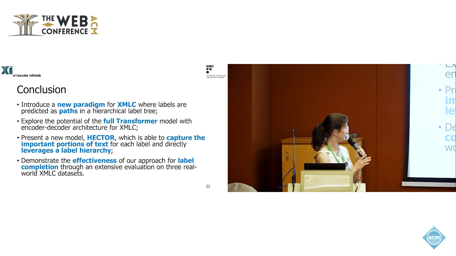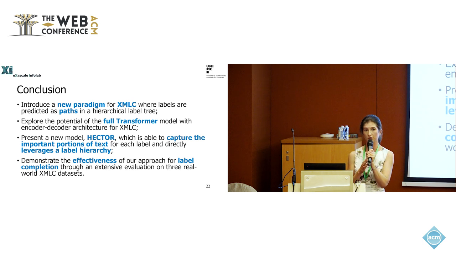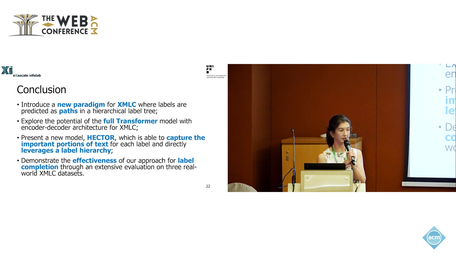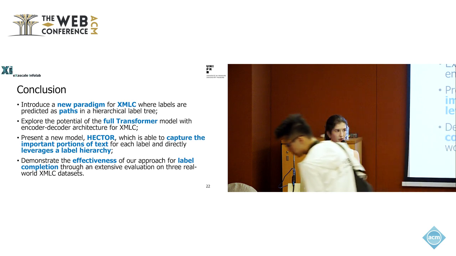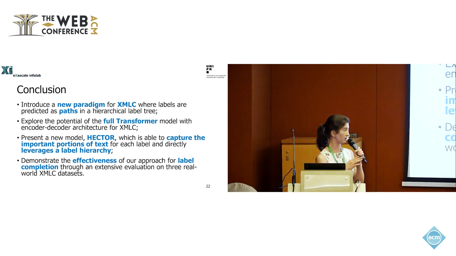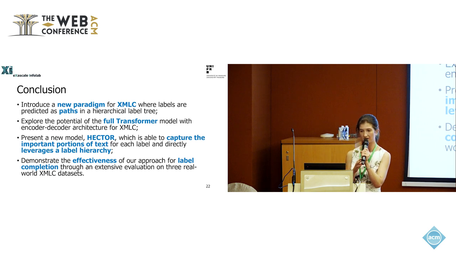To conclude, in our work we introduce a new paradigm for extreme multi-label classification, which predicts paths on the label tree rather than individual labels. We explore the potential of the full transformer model for this task, present our approach, and demonstrate its effectiveness on the label refinement task through extensive evaluation on three real-world datasets.